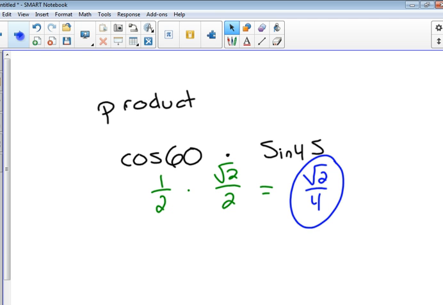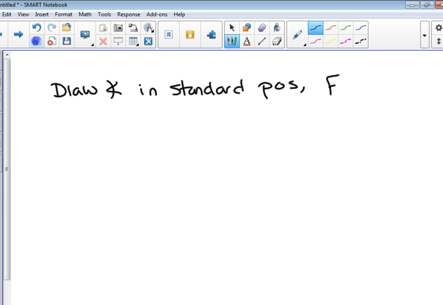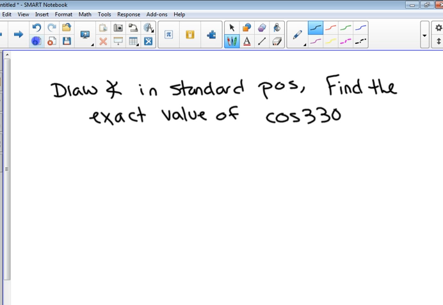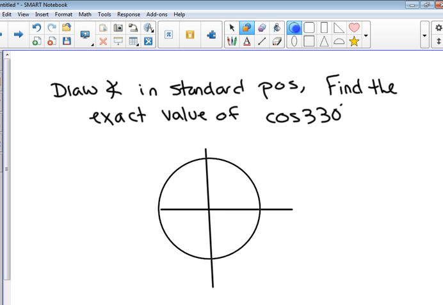Sorry, I have 2 more for you guys. Alright, so this one's a 2-part question. You want to draw the angle in standard position, and then we're going to find the exact value. Let's do the cosine of 330. It's already set up for you to draw, we're doing this big circle. If you were going to draw where 330 is, that means standard position.